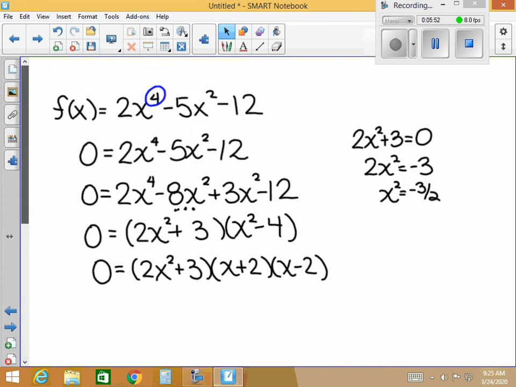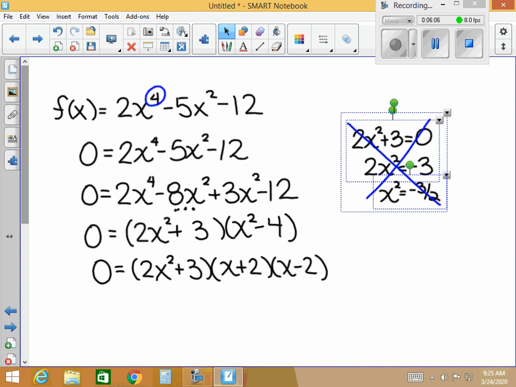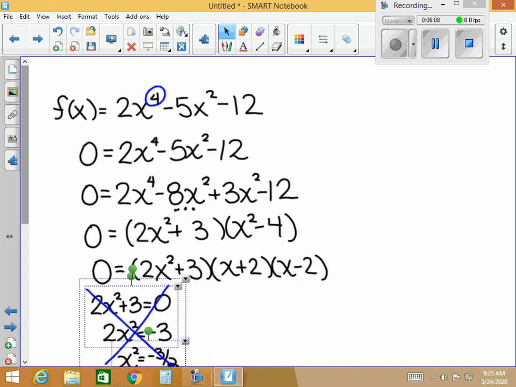What does that mean to us if we think about that for a minute? x² is equal to a negative number. That means we have imaginary roots. x would be an imaginary number, a complex number. In some situations we want to know what those are, but in terms of a graph, we can't draw a picture of that.